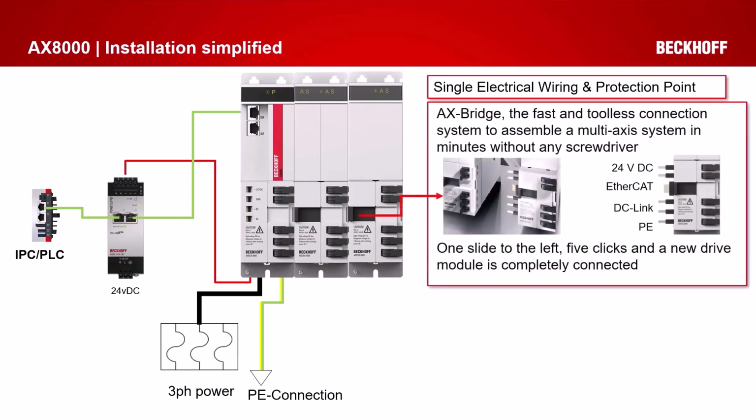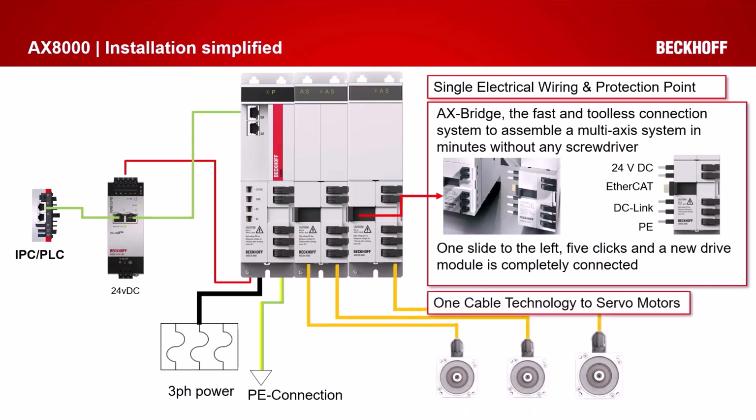The AX bridge technology is something customers are just extremely happy with. It is an easy, fast, toolless connection to bridge in the axis module to the power connection. 24 volts, EtherCAT, and a high voltage DC power is supplied to the axis module. It is a slide over, click down, and one cable technology out to the servo motor. So not an additional feedback cable. The feedback cable is incorporated into the motor cable. It is truly one cable technology to the system.